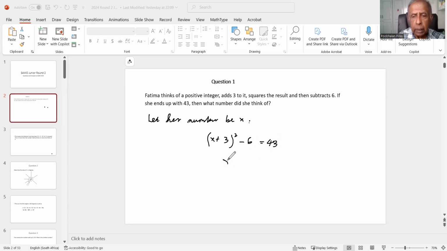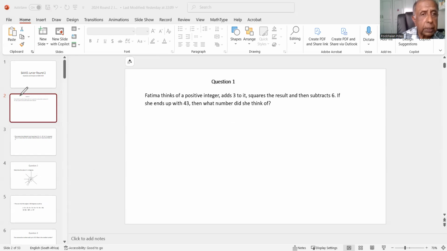Okay, so immediately if you take the 6 to the other side, you'll have 43 plus 6 is 49. So some number squared is 49, so it has to be 7. And it's a positive integer, so x is equal to 4. You could have chosen -7 as well, but you're not going to land with a positive x in that. Okay, so that's the solution to the first problem. Let's get on to the next one.